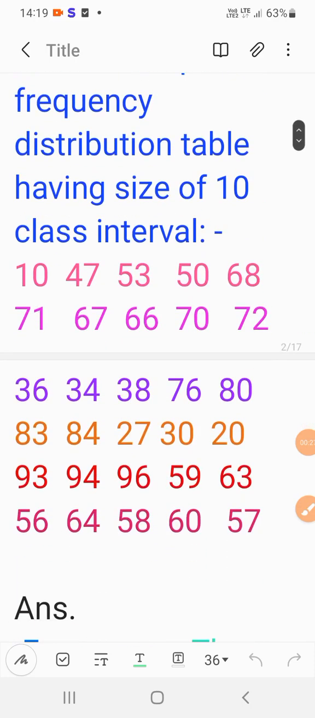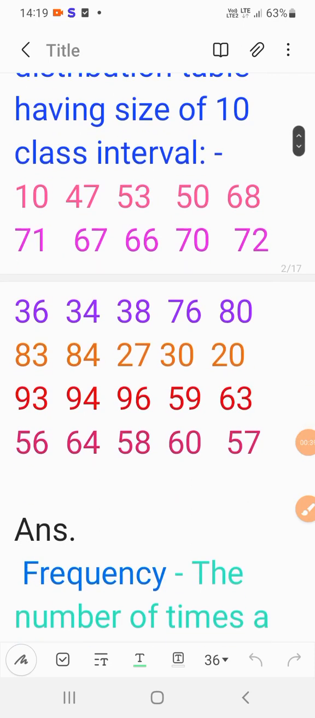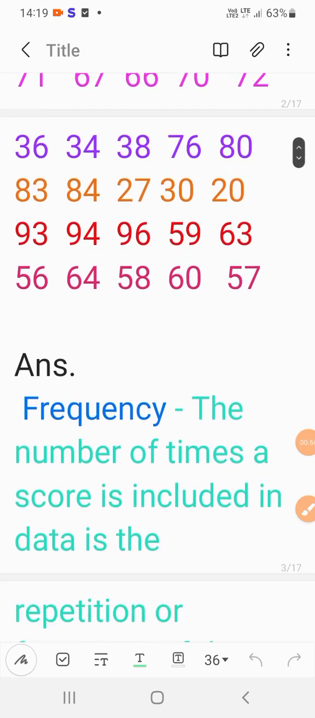And these are the scores: 10, 47, 53, 50, 68, 71, 67, 66, 70, 72, 36, 34, 38, 76, 80, 83, 84, 27, 30, 20, 93, 94, 96, 59, 63, 56, 64, 58, 60 and 57. So while attempting this type of question, first of all we will discuss frequency and class interval.